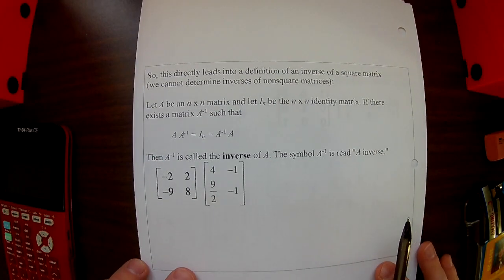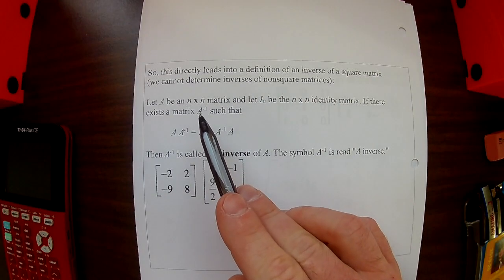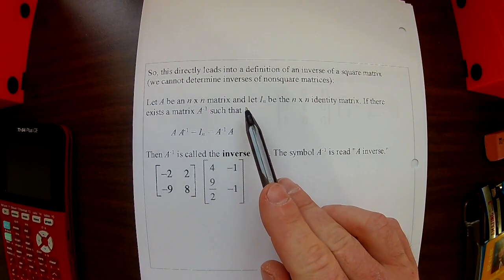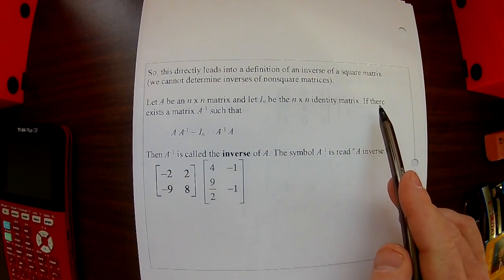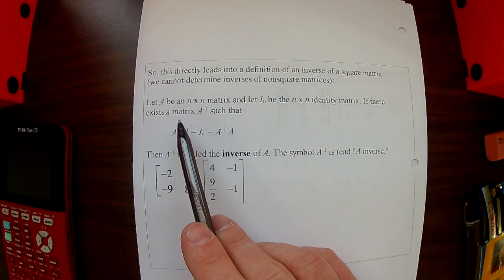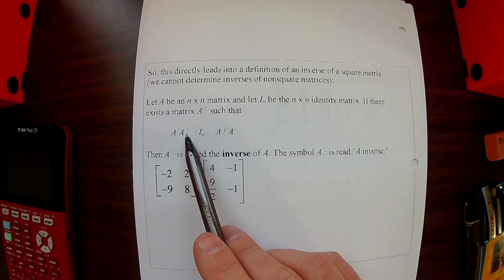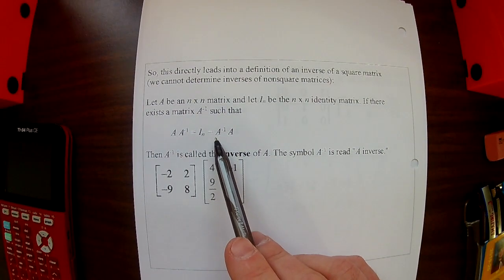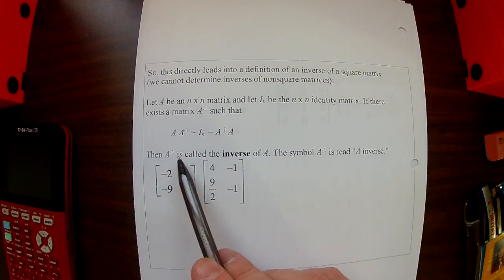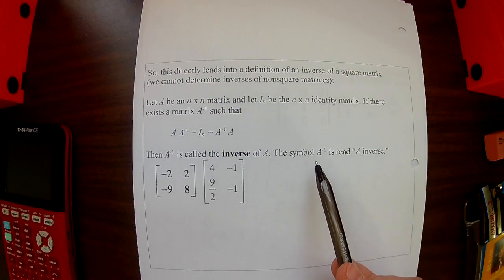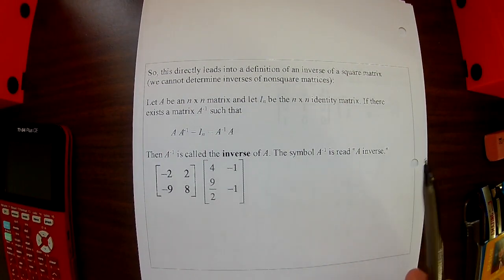Now for the definition of inverse matrices. So if A is an n by n matrix, and let I sub n be the n by n identity matrix, if there exists a matrix A inverse such that A times A inverse equals I sub n equals A inverse times A, then A inverse is called the inverse of A. The symbol A inverse, as you've heard me say repeatedly, is read as A inverse.